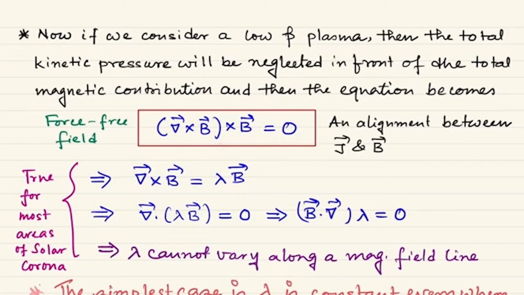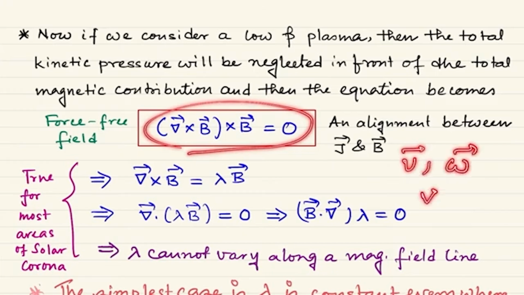And that simply means that curl of B and B are parallel, and this is nothing but an alignment between J and B. If you are familiar with Beltrami alignment, you can easily understand this is also a type of alignment. Beltrami alignment is an alignment between v and curl omega, that is v and curl of v. So here exactly we have a Beltrami type of alignment for B and curl of B.